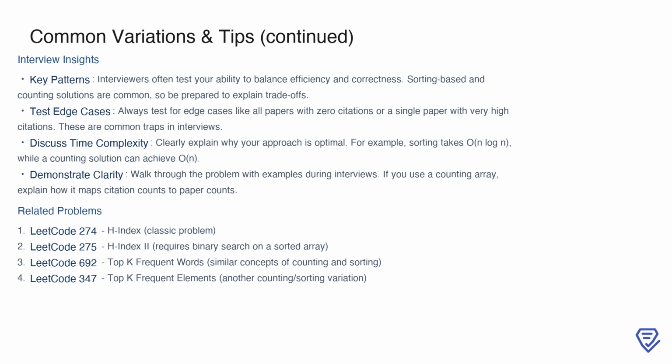Additionally, be ready to clearly explain the time complexity of your solution and why it's optimal. When walking through examples, take the time to explain how tools like counting arrays work, demonstrating how they map citation counts to paper counts. Finally, keep in mind that the H-index is related to other problems on platforms like LeetCode, such as H-index 2, which involves binary search, or problems like top K frequent words and top K frequent elements, which test similar skills involving counting and sorting. Understanding these connections can help you quickly adapt to variations of the problem.